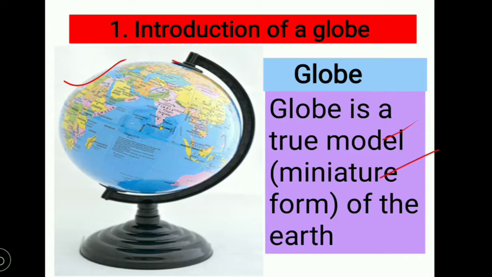So this is the north pole and this is the south pole. The north pole and south pole are flattened, and in the middle it bulges, means it is a bumped area. So it exactly looks like our earth, so we call it a miniature form of the earth. Miniature means small form of the earth.